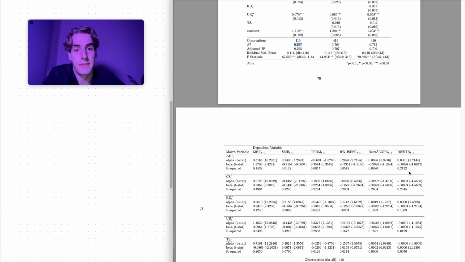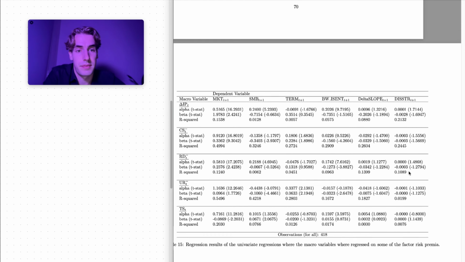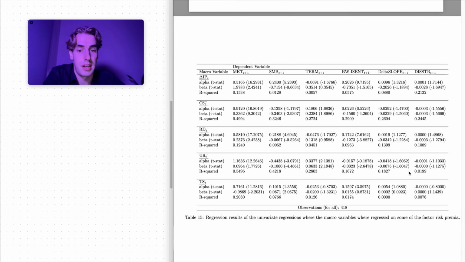And these are the regression results of the out-of-sample regressions, where we try to predict these risk premia based on these factors, and they're all univariate. So this on this, this on this, this on this, this on this, etc., which are also discussed in the paper.